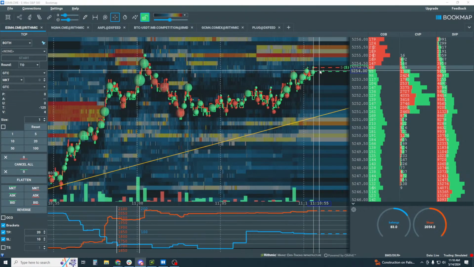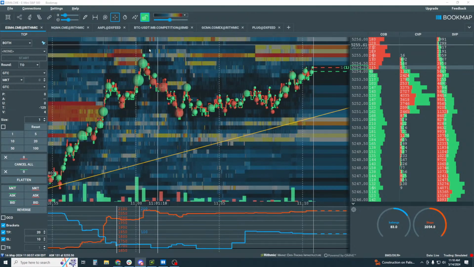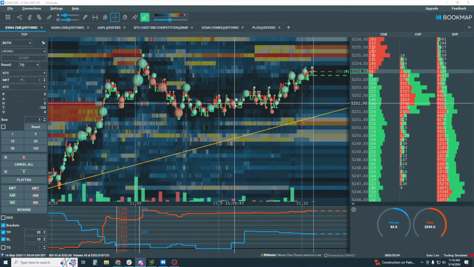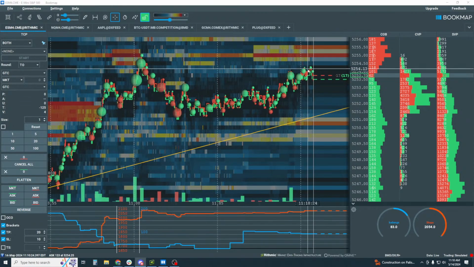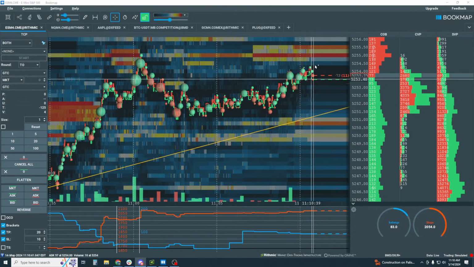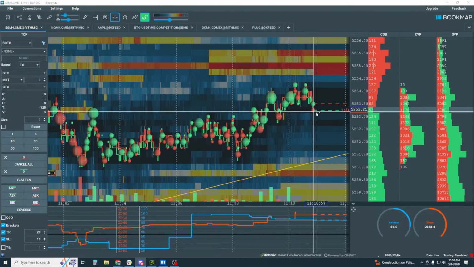So yeah, we're looking for buyers to take this higher still. And that's what we're reading in here. So we don't want to short strength. We want to wait for some weakness to come in, some exhaustion, some selling to come in. Now we're starting to get some of that.